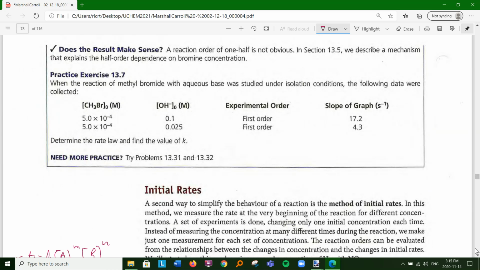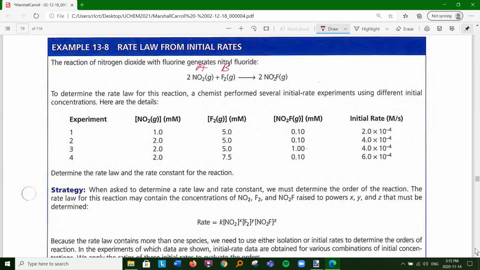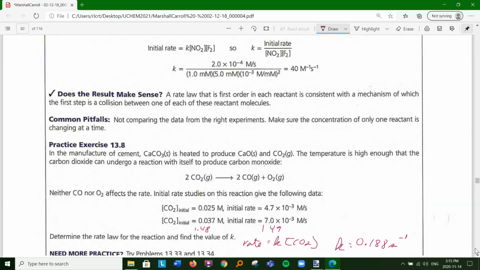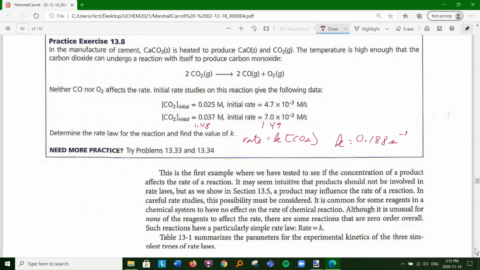Let me just say one last thing about the practice exercise for example 13.8. It would just be first order. It would have to be a reaction mechanism of more than one step, because it's not K times CO2 squared, it's just K times CO2.